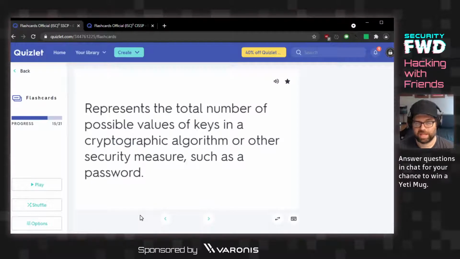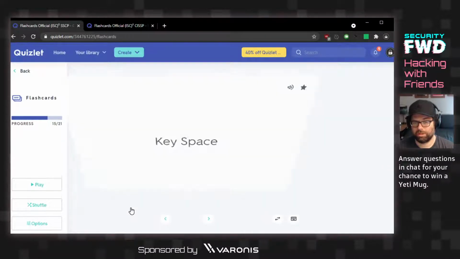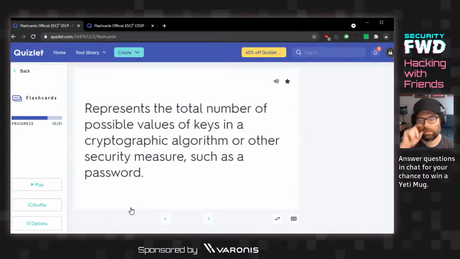Represents the total number of possible values of keys in a cryptographic algorithm or other security measures such as a password. The total number of possible values. Maximum state, maximum key space, cryptospace, key space. Total number of possible values of keys in a cryptograph. I guess it makes sense in terms of keys of a cryptographic algorithm. Keys are part of cryptographic systems. But it doesn't make so much sense to me as a password.